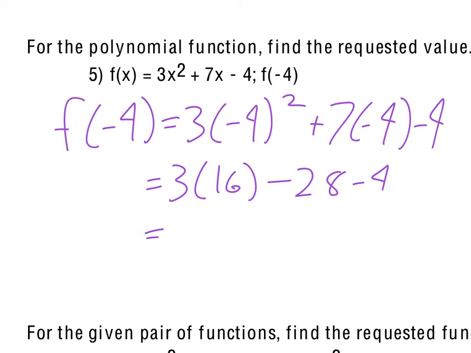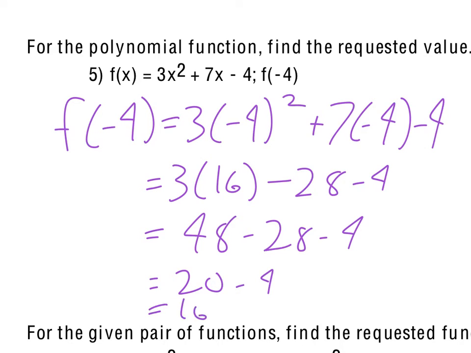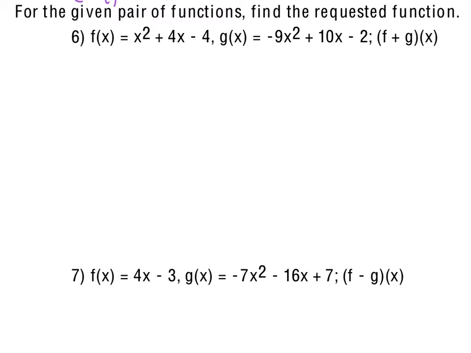3 times 16 is 48. 48 minus 28 would be 20. 20 minus 4 is 16, so f of negative 4 is 16. For number 6, they're looking for us to find f plus g of x. So really we just add f of x and g of x together.